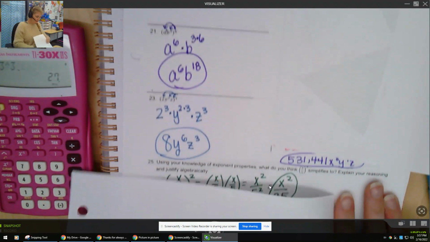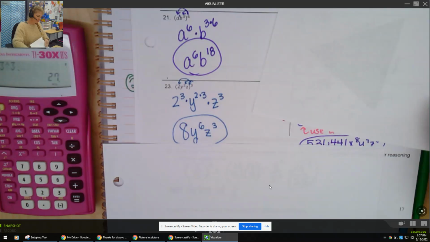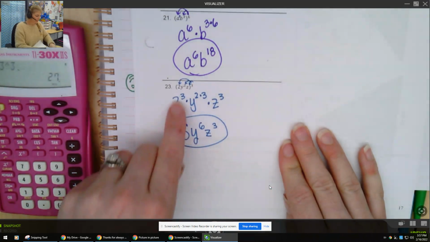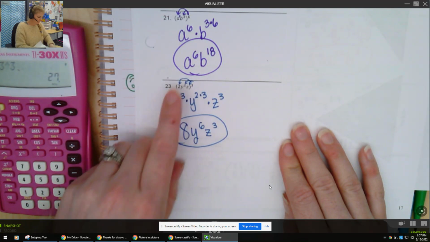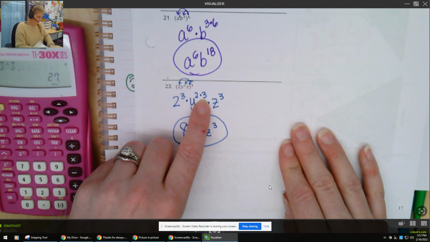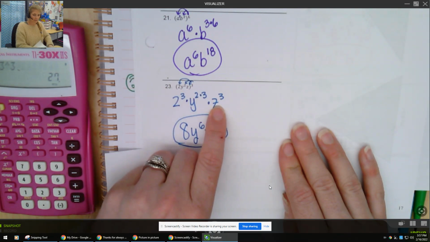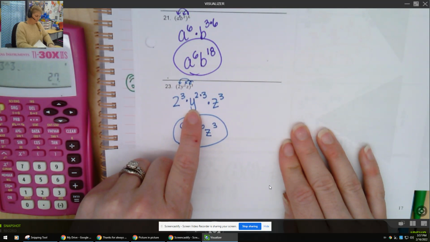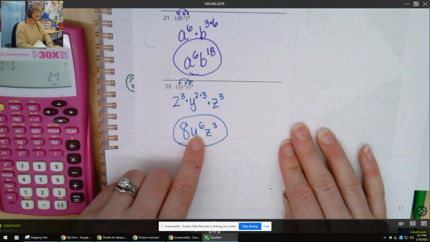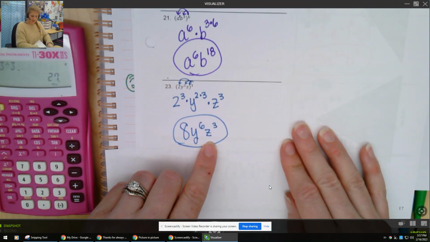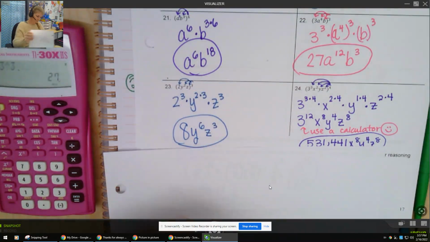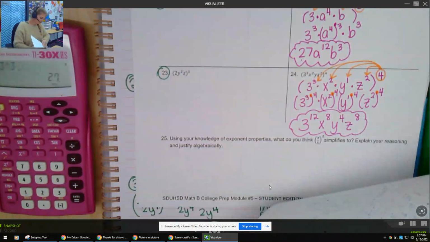And the last one you had to do, a little bit trickier, but not too bad if you use our trick of separating out our factors. We have 2 being raised to the third power, y to the second being raised to the third power, and then z being raised to the third power. So 2 to the third is 8, y to the 2 times 3 is 6, and z to the third is z to the third. Perfect.